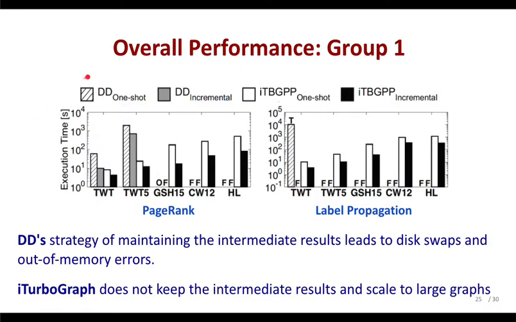We first show the overall performance for each group against differential data flow. This strategy of maintaining the intermediate results might be reasonable for some workloads with small intermediate result sizes. However, graph algorithms typically generate a lot of intermediate results. For both queries, DD shows its limited scalability, incurring disk swaps or out of memory errors. Now, iTurboGraph does not keep the intermediate results and scales to large graphs.